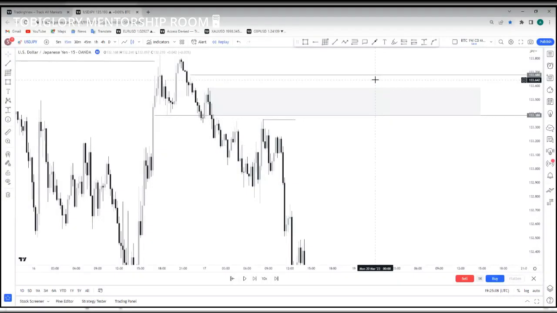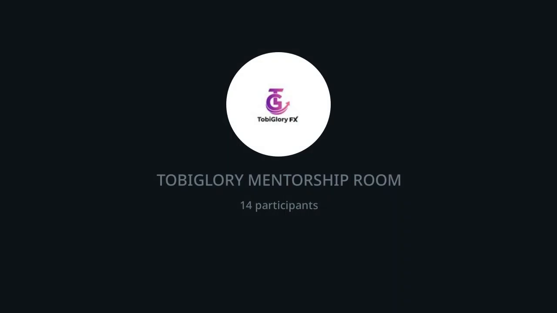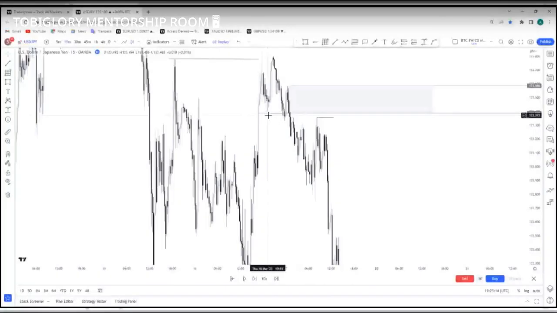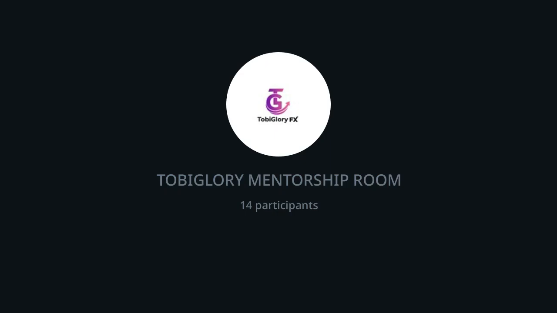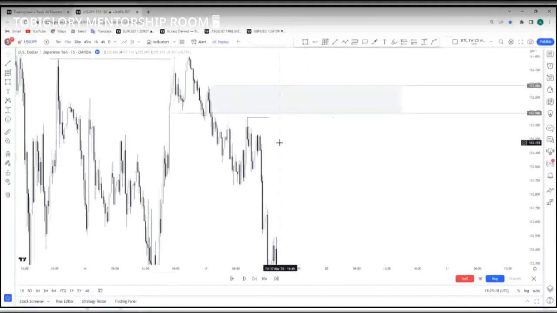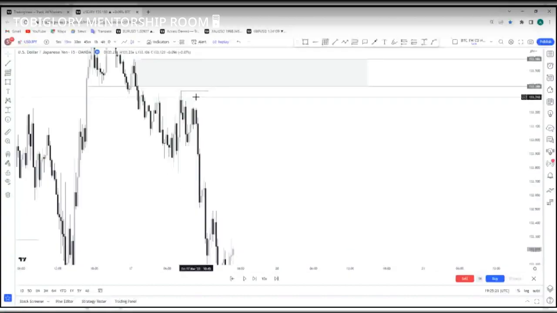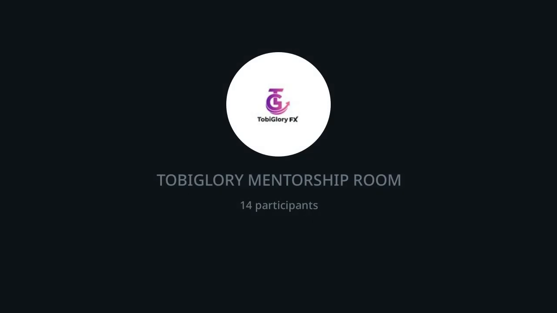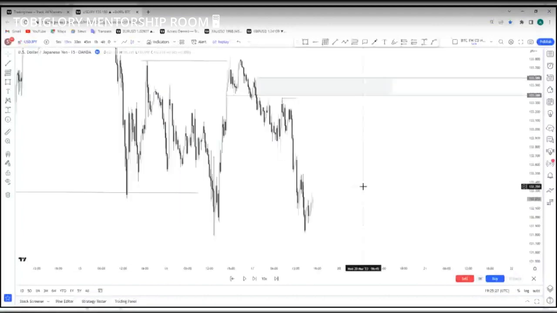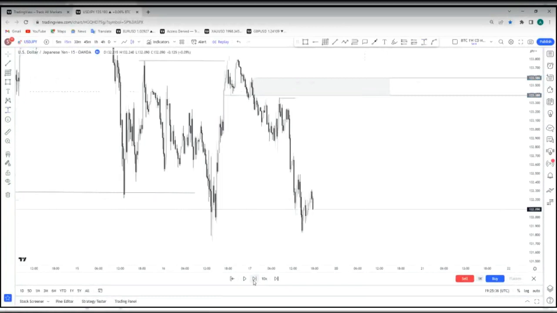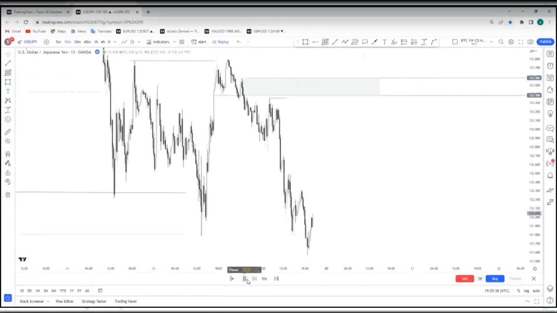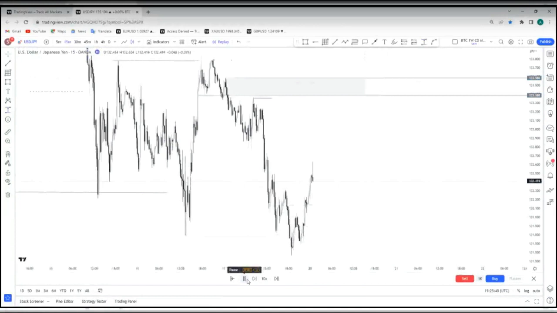That means I've refined my 4 hours entry to this area. This is 15 minutes flip, and it has an inducement. So even though I'll be selling from here, let me check the risk to reward. This is 20 pips, so I'll not be taking the trade. I'll wait for a confirmation around it. And how do I get my confirmation? Let's wait and see.